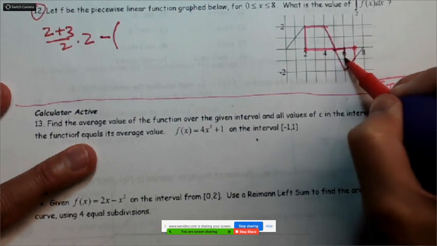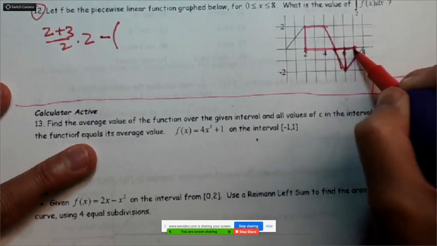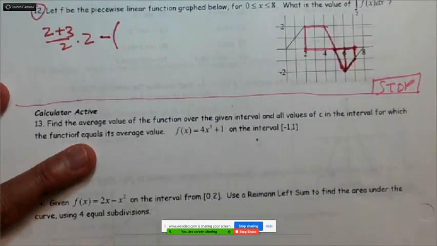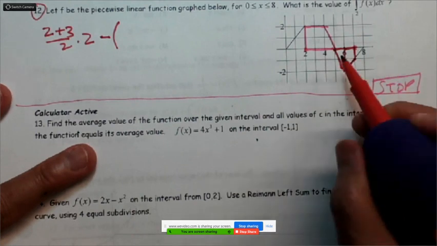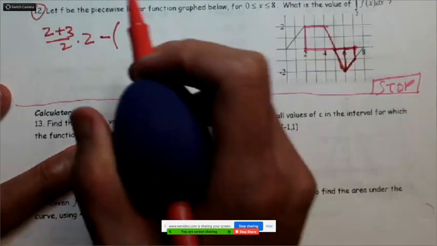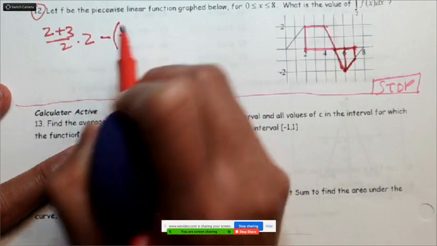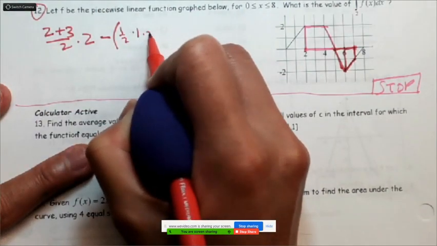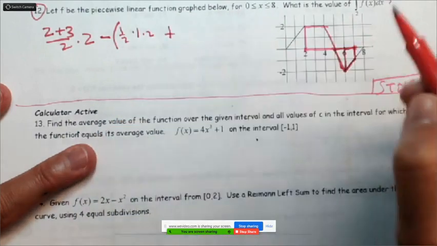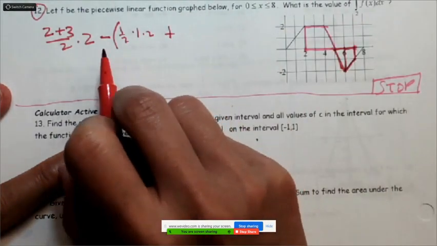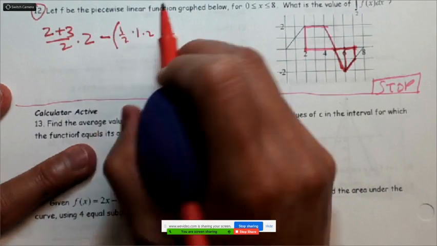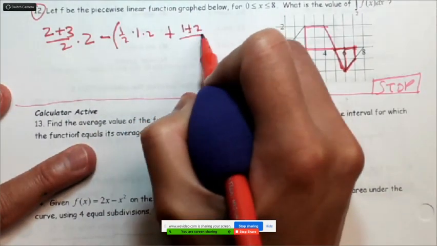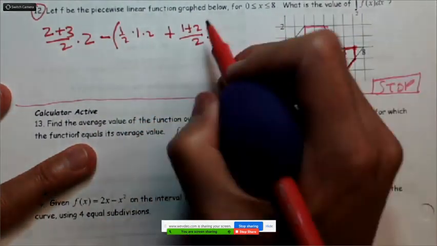I see a triangle, and then I see a trapezoid. Do y'all see that too? So I see a triangle and then a trapezoid. Let's do the triangle first. Half of base times height, which is 1/2 times 1 times 2. And then for the trapezoid, the parallel parts are 1 and 2. And then our height is 1.